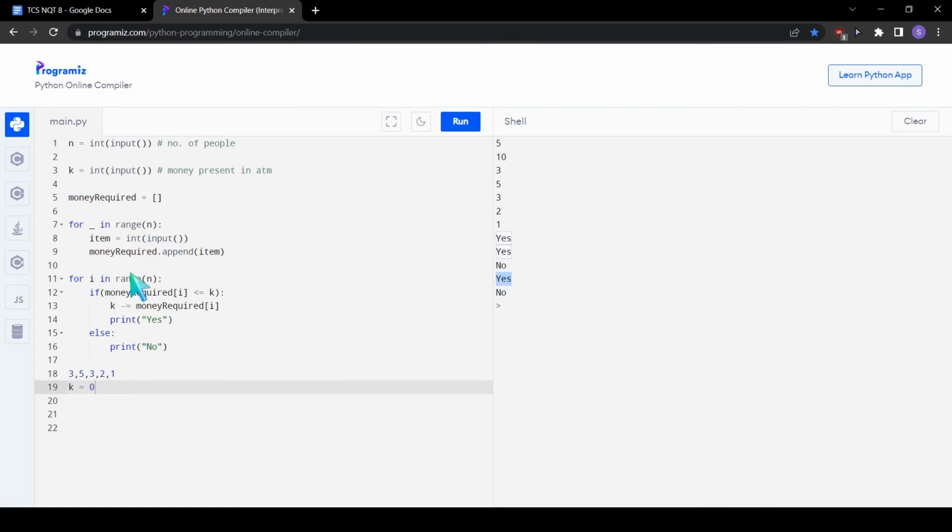Then for the fifth and final iteration we will come again, and we will see that the value of money required of i is 1, but the value of k is 0, so 1 is not less than or equal to 0. We will not go inside if, we will go inside else, we will print no, and that's it. That's how it works. So I hope you got the solution.